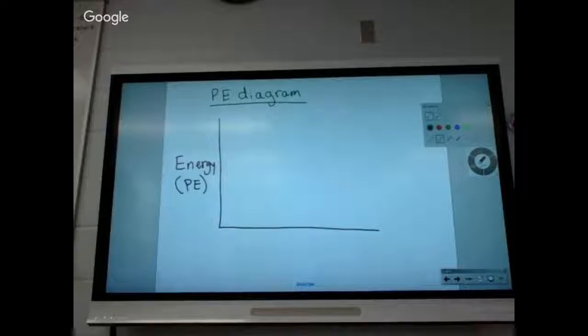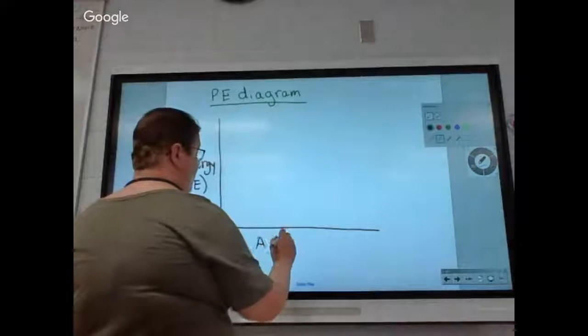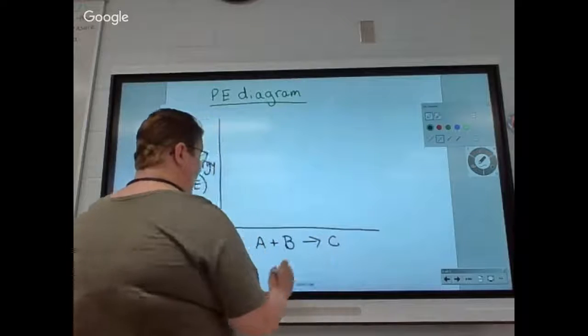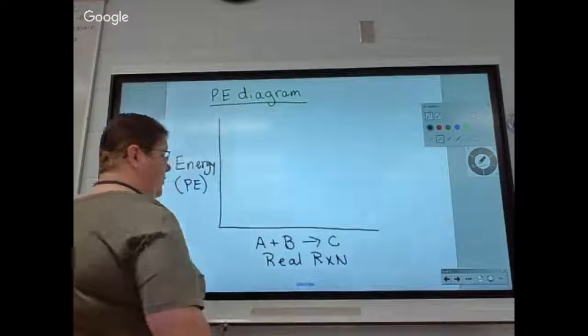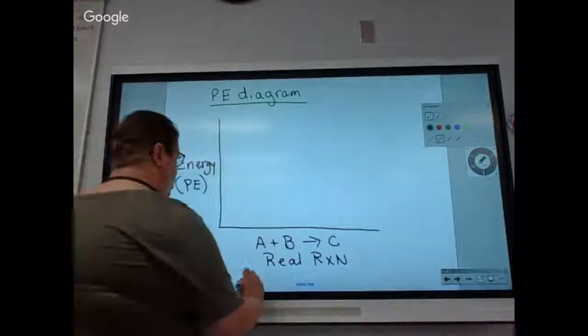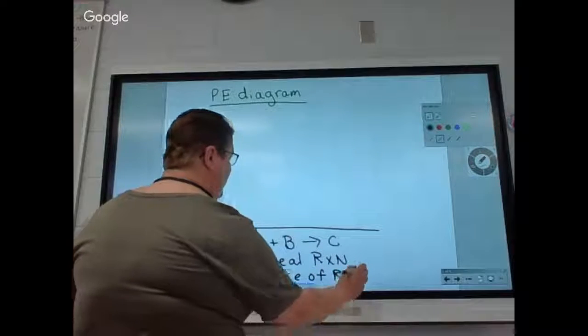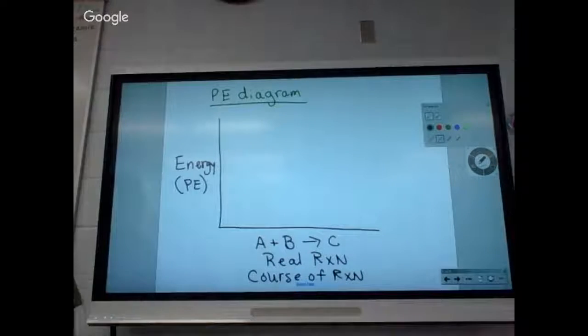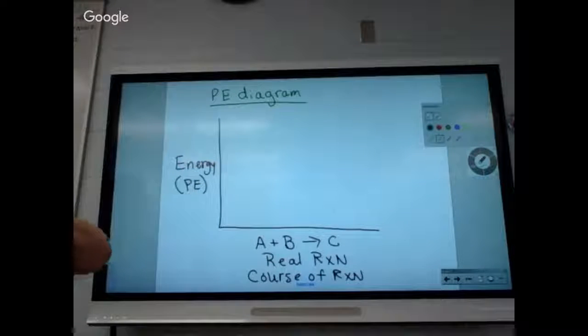Now, the x-axis is the most bizarre because they can say like A plus B yields C. They can give you a real reaction with real elements in it. They can write something obscure like course of reaction. They could write reactants yields products, but they're going to say something about a reaction on the x-axis. And by real reaction, I mean they might say like KCl plus oxygen yields KClO3. But they're going to give you something about a reaction on your x-axis.